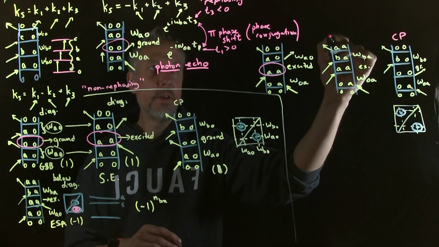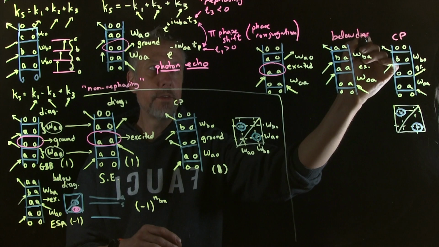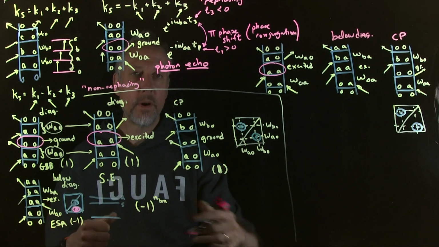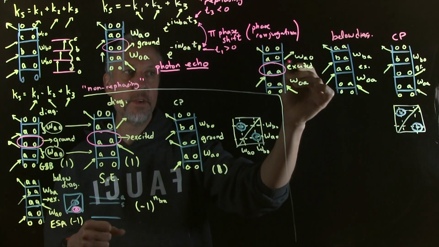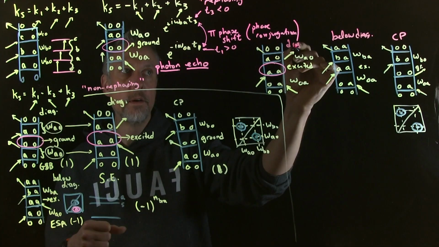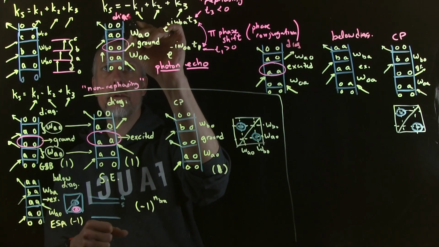This is below the diagonal if it's vibrations. If it's electronic, it could be anywhere. If it's a particle in the box, it's above. This is on the diagonal, no matter what kind of spectroscopy you do. And again, this is also on the diagonal.